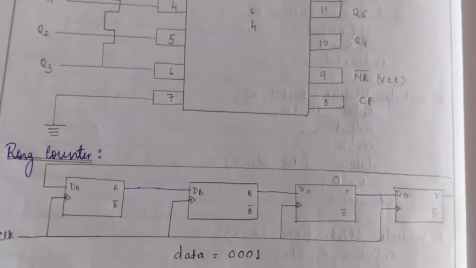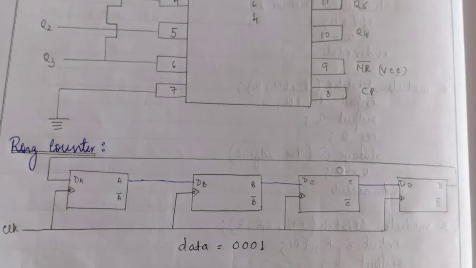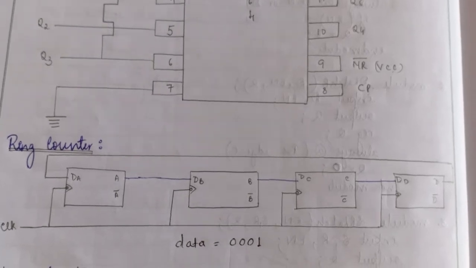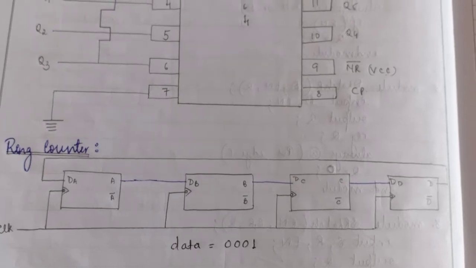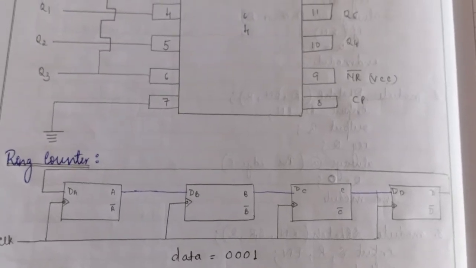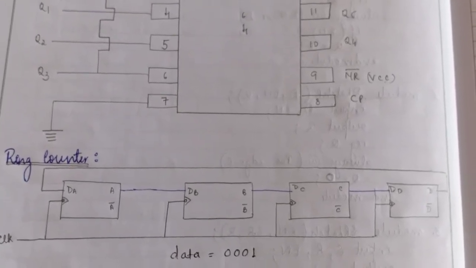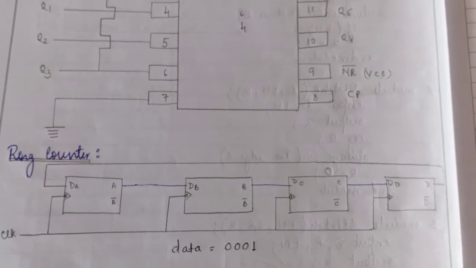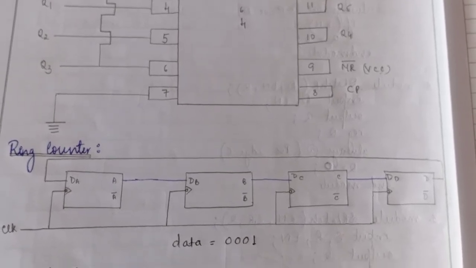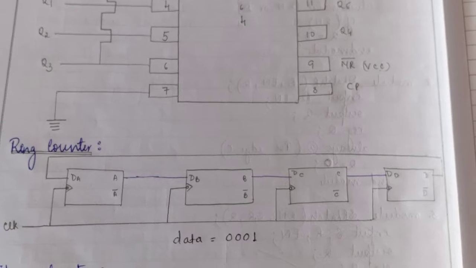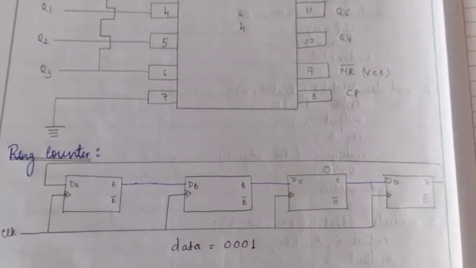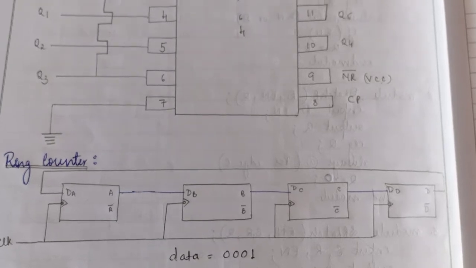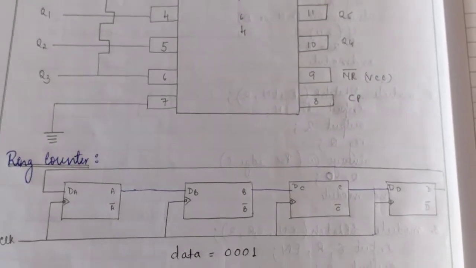This is the circuit diagram for the ring counter. 4 D flip-flops are used to design the ring counter. An important point about the ring counter is that the output of the last flip-flop is fed back as an input to the first flip-flop. In this design, the output of the last flip-flop, that is D, is fed back as an input to the first flip-flop, that is DA.